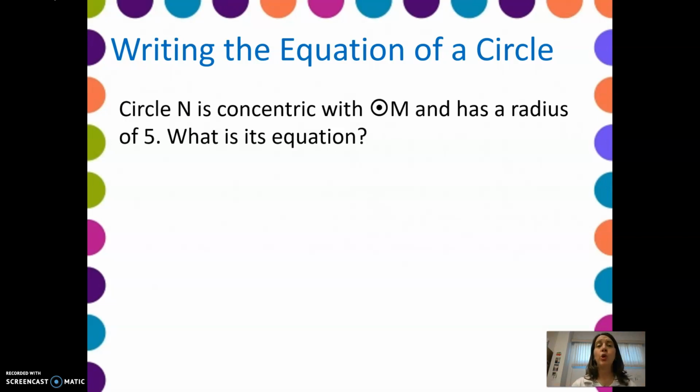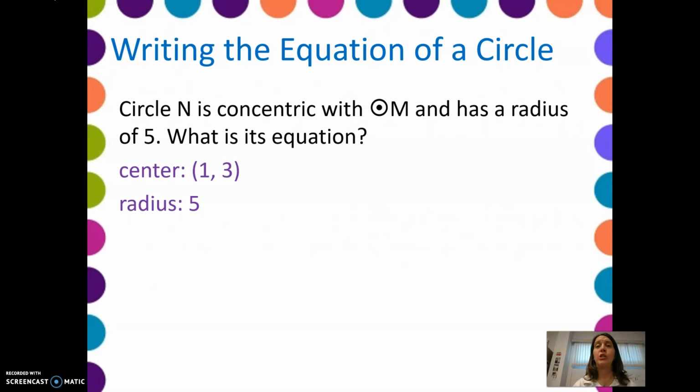It says that circle N is concentric with circle M. And circle M is the one that we just did from our previous example, the one that had the center located at (1, 3), and it also had that radius of 3. Well, now our new circle has a radius of 5. So we just mentioned the center was located at (1, 3), just like it was for circle M. And here's our new radius that we have for circle N. The circle has a radius of 5.